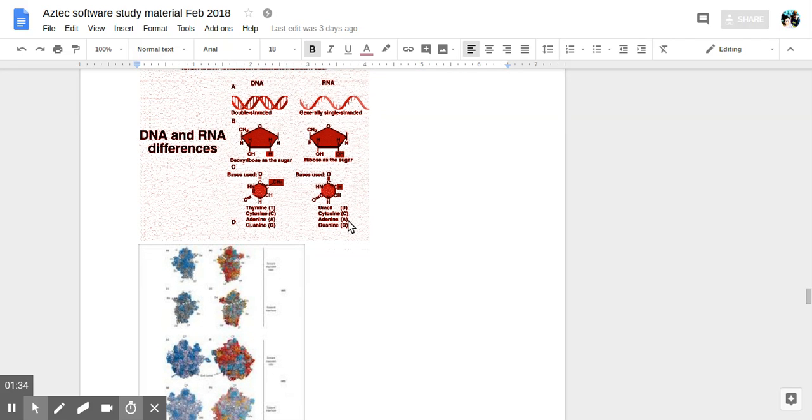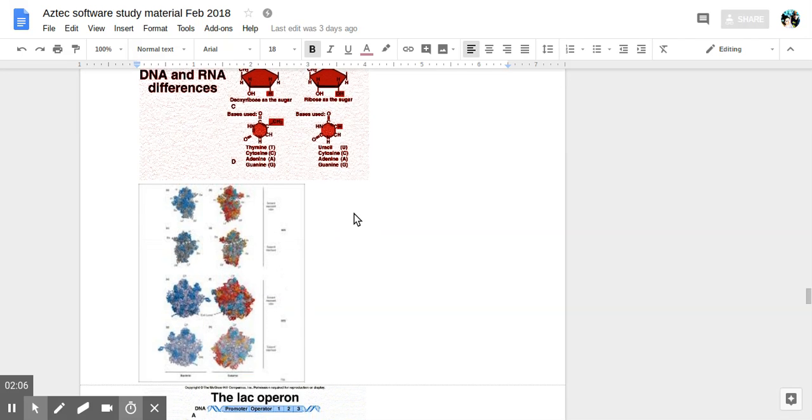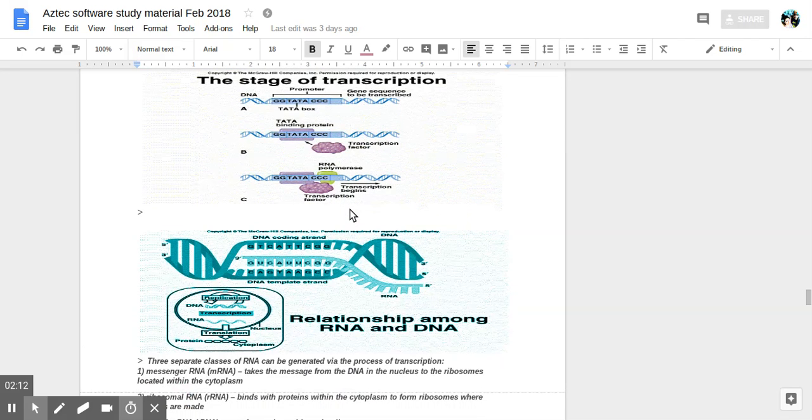And also, RNA uses uracil as one of its four bases, and the other three bases are cytosine, adenine, and guanine. So uracil instead of thymine, which is in DNA. The difference between thymine and uracil is that thymine has two extra hydrogens, and uracil is missing the two hydrogens. Other than that, the chains of mRNA and DNA are exactly the same.